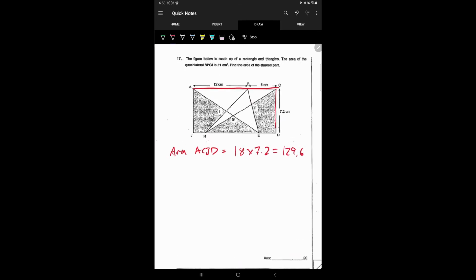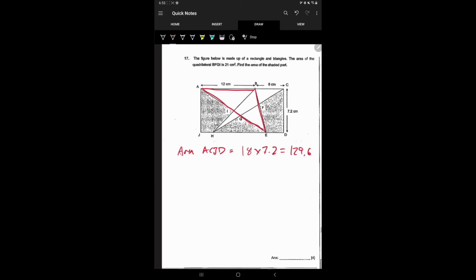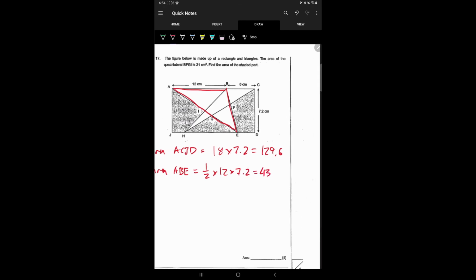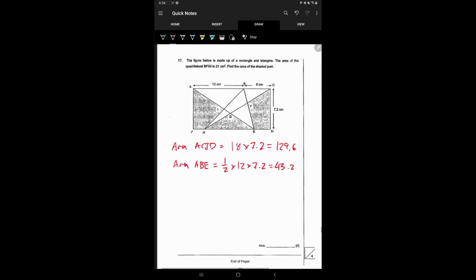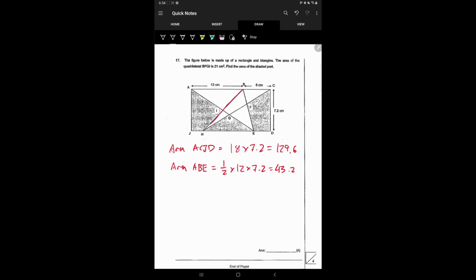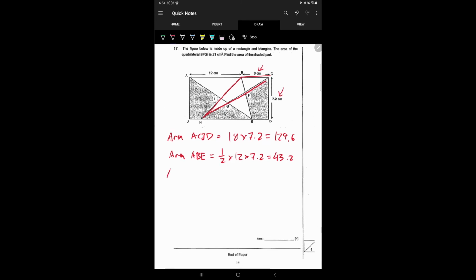Next, we want to find the area of this triangle over here, ABE. So we know the base is 12 and the height is 7.2. So the area of ABE is simply half times 12 times 7.2. You get 43.2. Next, we want to find the area of this triangle right here. So we know the base is 6, the height is 7.2. So the area of BCH is just half times 6 times 7.2, which gives us 21.6.